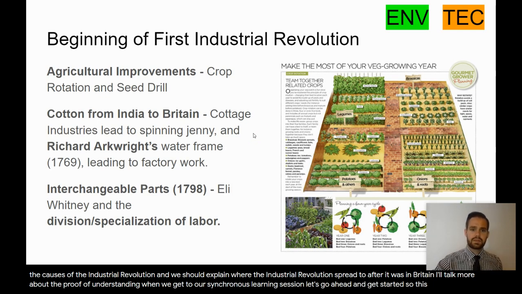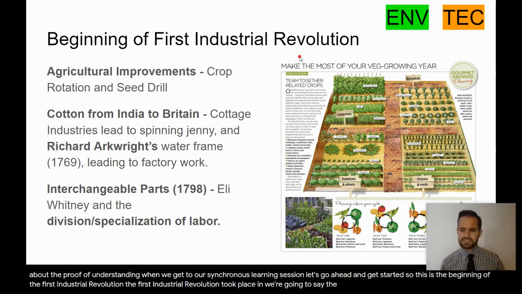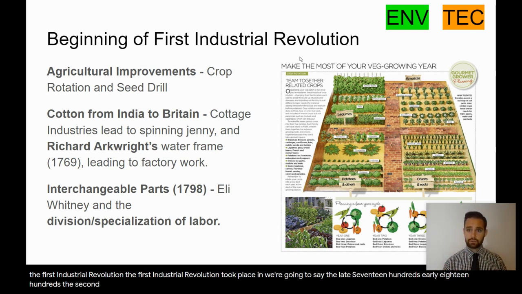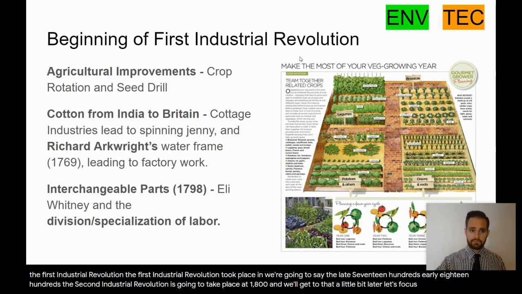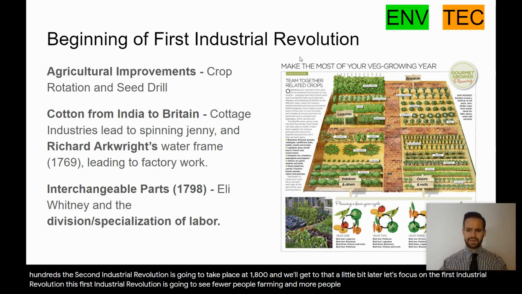So this is the beginning of the first Industrial Revolution. The first Industrial Revolution took place in, we're going to say, the late 1700s, early 1800s. The second Industrial Revolution is going to take place at the end of that century, so the end of the 1800s. And we'll get to that a little bit later. Let's focus on the first Industrial Revolution. And this first Industrial Revolution is going to see fewer people farming and more people moving into cities.